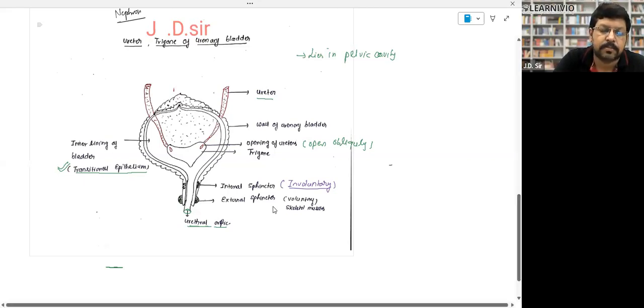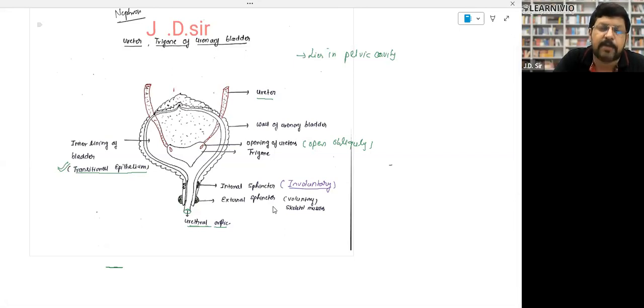Birds do not have a urinary bladder. They excrete out urine in solid form. Right?